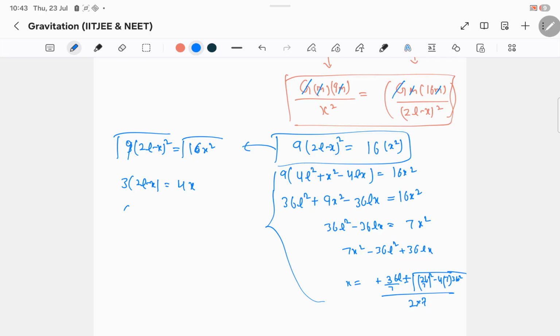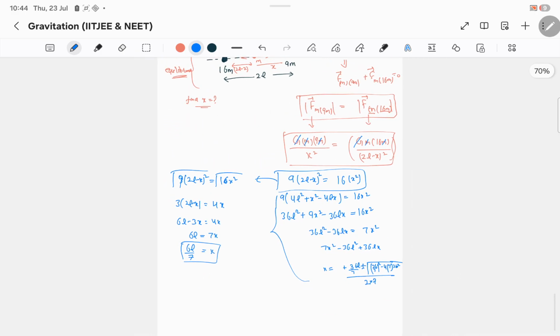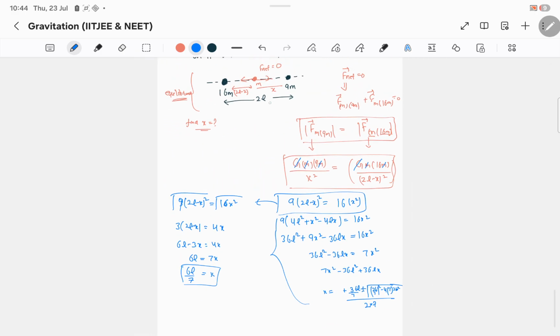Then it will be 6l minus 3x equals 4x. Then it will be 7x equals 6l. Then x will be 6l by 7. Okay, so we get x equal to 6l by 7, meaning this mass m is at a distance of 6l by 7. So the other will be 2l minus 6l by 7. So it will be (14l minus 6l) by 7, that will be 8l by 7.